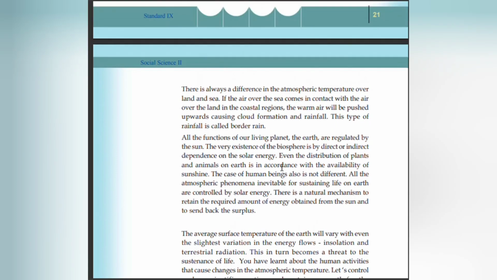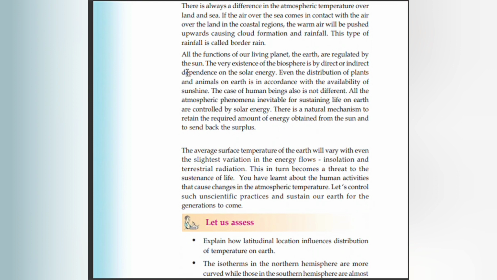All the functions of our living planet, the Earth, are regulated by the Sun. The very existence of the biosphere is by direct or indirect dependence on solar energy. Even the distribution of plants and animals on Earth is in accordance with the availability of sunshine. The case of human beings is also not different. All the atmospheric phenomena, inevitable for sustaining life on Earth, are controlled by solar energy. There is a natural mechanism to retain the required amount of energy obtained from the sun and to send back the surplus.